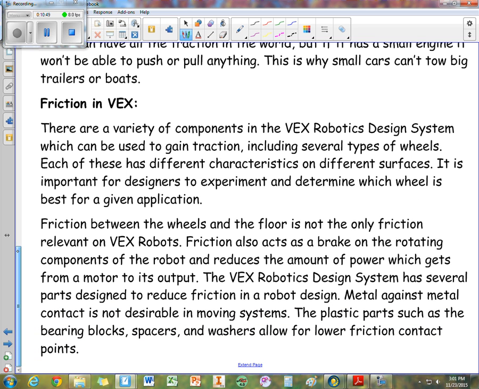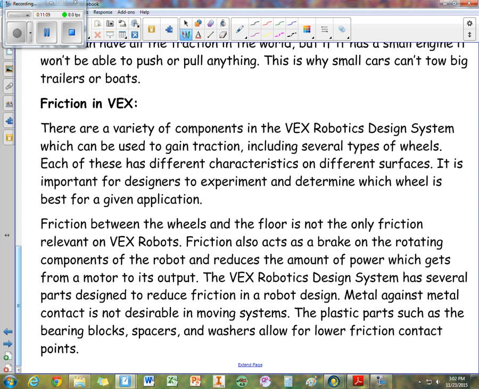Now in the VEX system, we have a variety of components for gaining traction. We have several types of wheels. Each wheel has a different characteristic on different surfaces. So as a designer, you need to experiment and choose which wheel is best for an application.